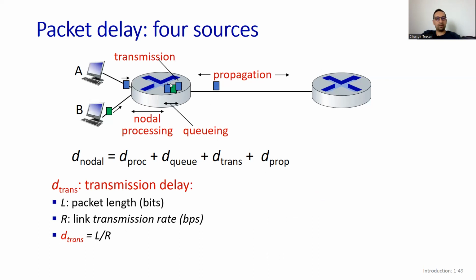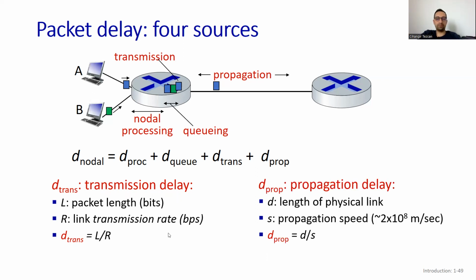So the third thing is transmission. We mentioned this before. L is your packet length, and this link allows R bits per second transmission rate, right? So you have to wait L over R seconds. So if L is small, then this is really small.